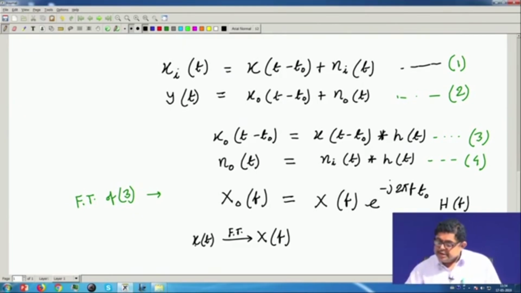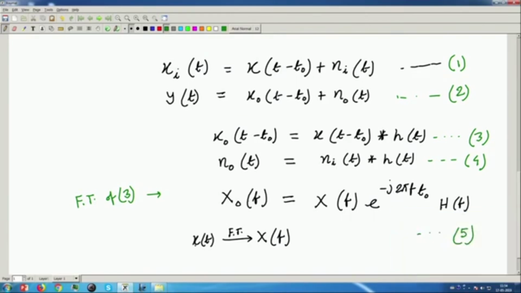So, I can write this. Let me call this equation 5. That means, we know that if I have a delay, in the Fourier transform domain it goes like this. Now I can find the total signal power here, because ultimately we are bothered about the SNR after the matched filter. SNR means signal power divided by noise power. So, at the output we are bothered with that.